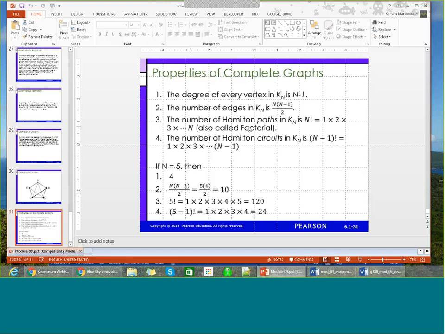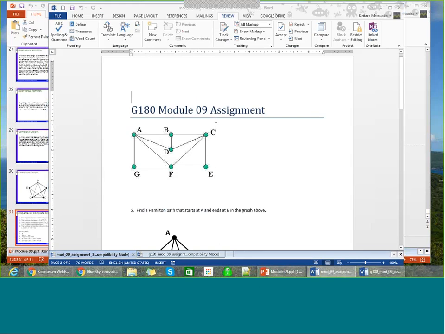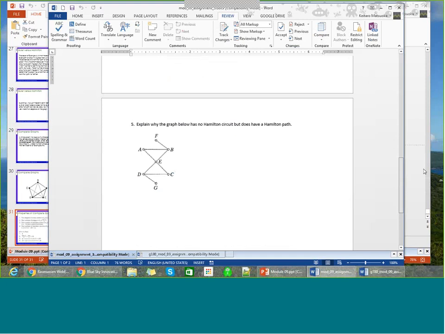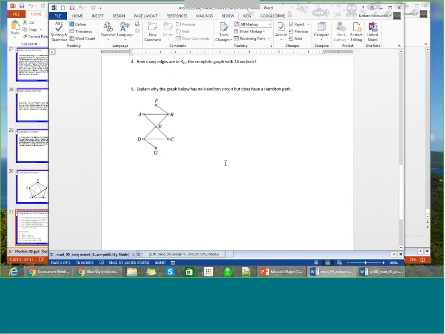And then for a complete graph of K5, the number of Hamilton paths will be 120. And the number of Hamilton circuits will be 5 minus 1, so it will be 4 factorial. The answer to that question would be 24, as shown on the slide here. Okay, so that covers all the questions from the Module 9 assignment. If you have any questions, let me know, and I'll help you out with a reply.